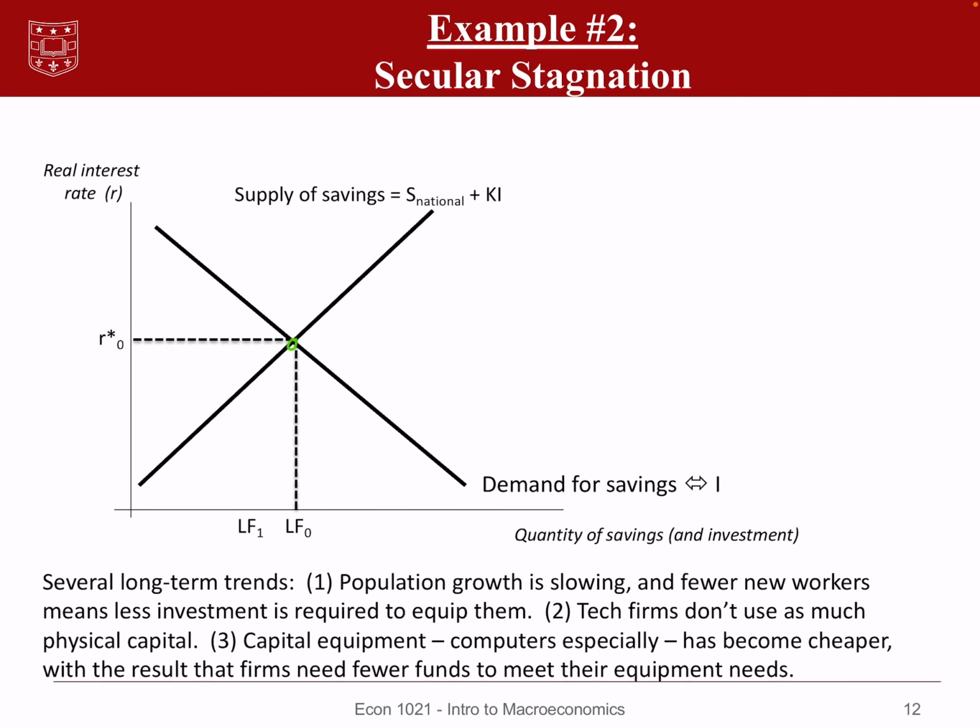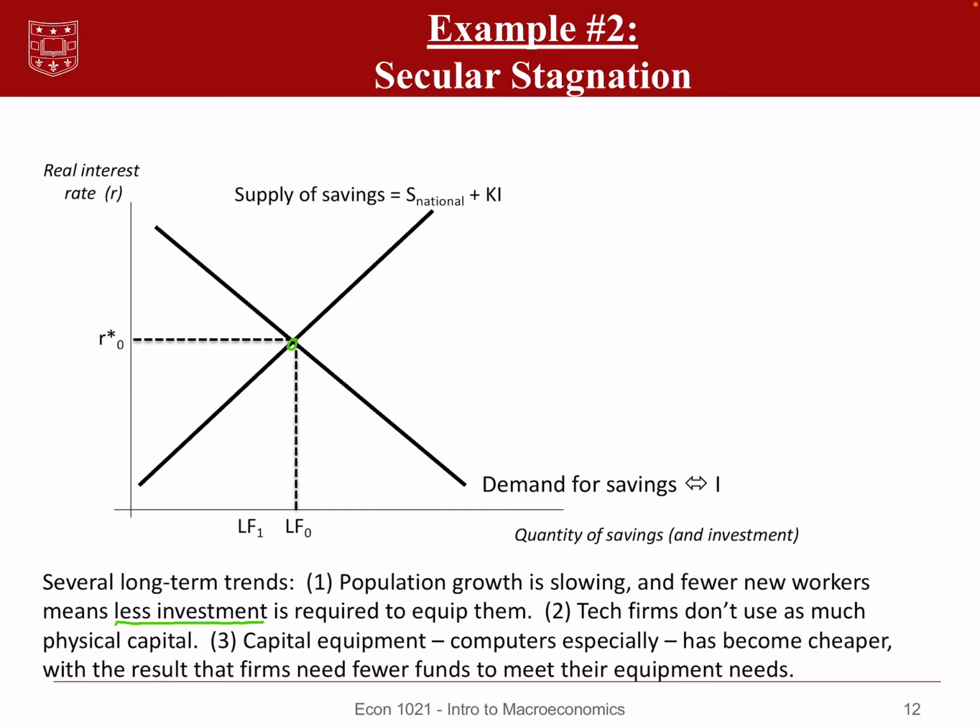Our second example is one that central banks in many places in the world, but definitely in the United States, are wrestling with, and it's this phenomenon that's known as secular stagnation. So, what are the underpinnings of that? There are several long-term trends that are buffeting an economy like the United States. So one of these is that we have slower population growth, fewer new workers coming into employment, and so that means that less investment is required to equip them. So there's your ticket there.